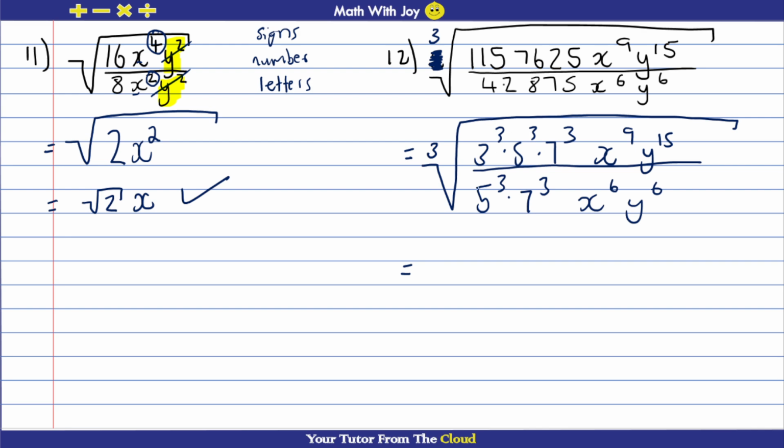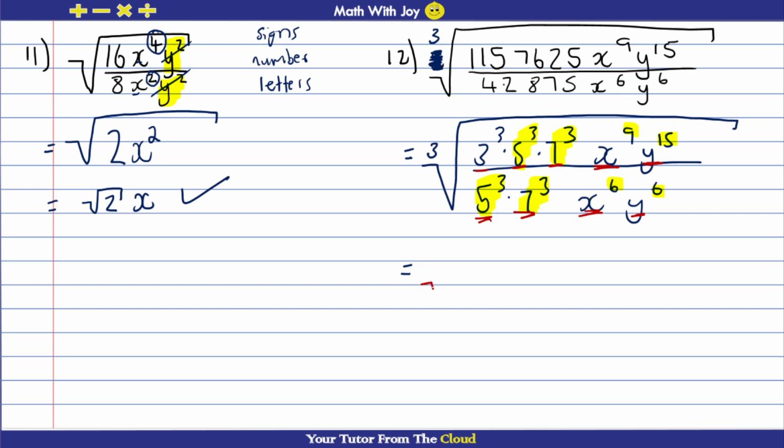Now we can simplify. It looks like a mess, but you need to look at all your bases. This is a base, that is a base, that's a base. All the bases that are actually the same will need to cancel out. This is a 5 to the power of 3, 5 to the power of 3, bye-bye. 7 to the power of 3, 7 to the power of 3, bye-bye. And these have the same bases, so I need to subtract these exponents. So that's what I need to deal with right now.